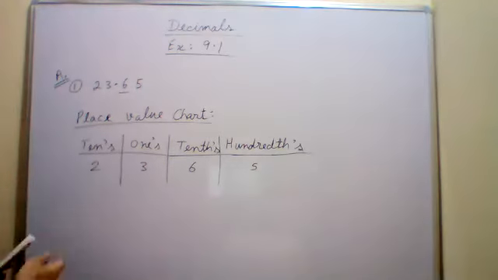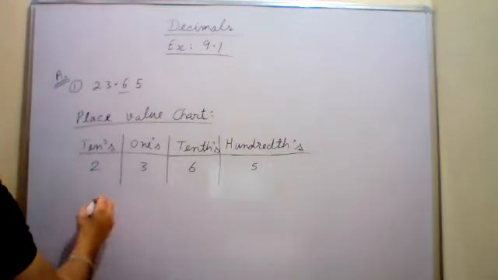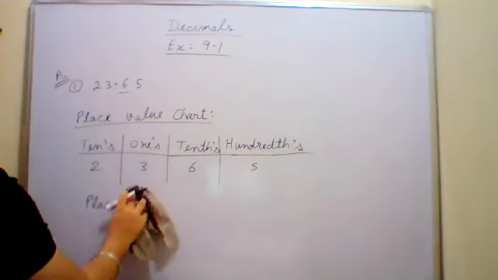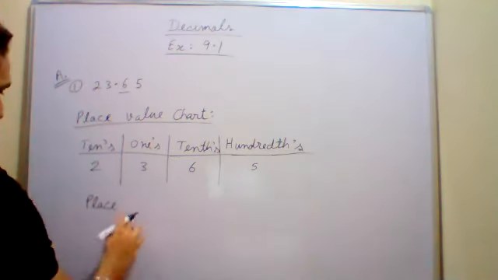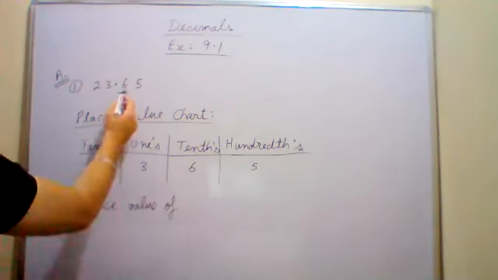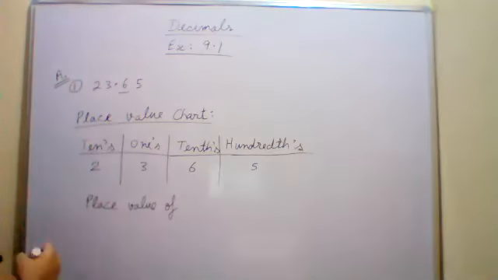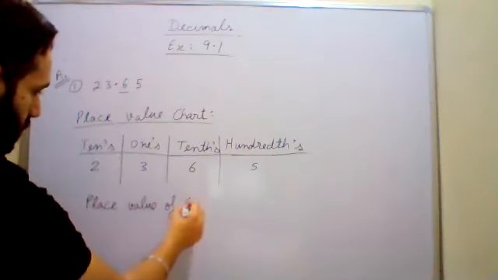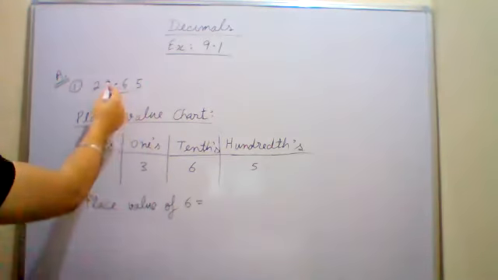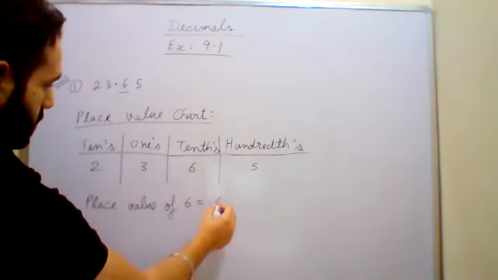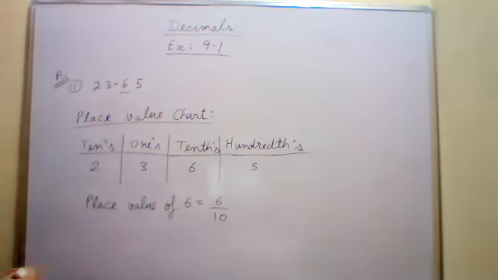Yes, sir. Very good. Now the place value of the digit 6, because it is underlined. You have to find the place value of the digit which is underlined. So the place value of 6 is equal to, it is the first digit after the decimal, so it is at the tenths place. 6 upon 10 is your answer.